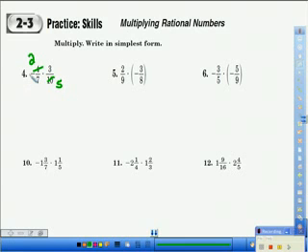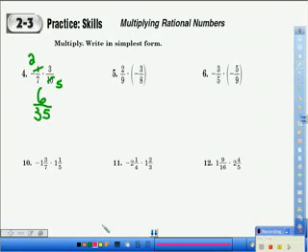Now, notice we have a negative times a positive. It's always going to give us a negative. So 2 times 3 is 6, and 7 times 5 is 35. That was step 3. We multiplied the numerators and the denominators, and we got 6 over 35. And we said, look to see, can you cancel or reduce or simplify? We can't. We are finished.